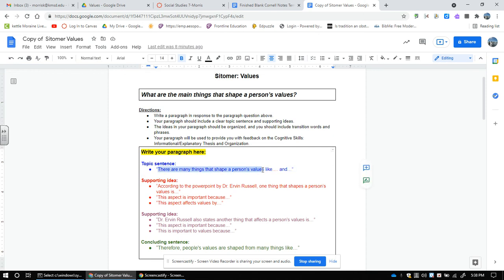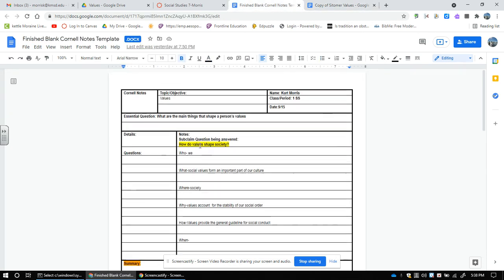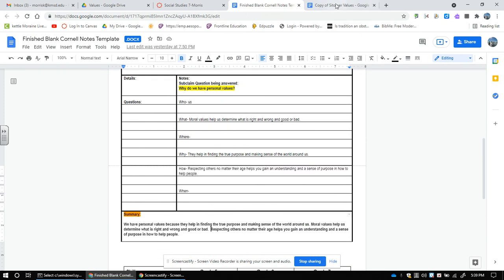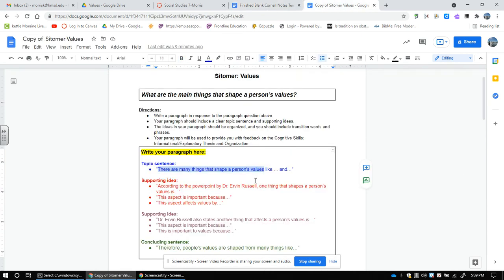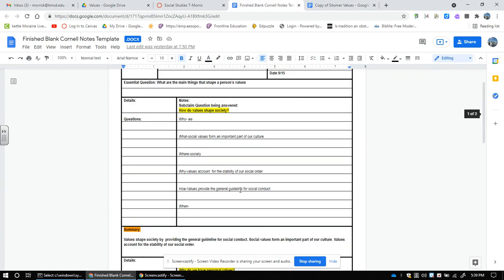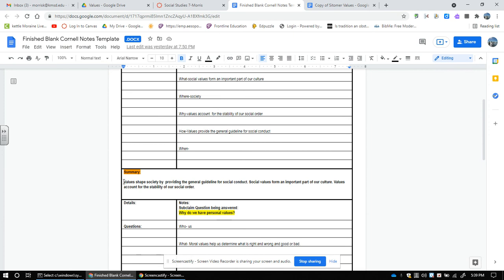This is our claim. Our claim is what every research paper has to have. There are many things that shape a person's values. Okay, I need two of them. Why two? Because I have slide one in one summary and slide two in two summaries. So I need to use two reasons or subclaims. There are many things that shape a person's values, like, well, I got to put something in there for my subclaim. So I'm going to go back up here, and now we're only going to use our summaries.